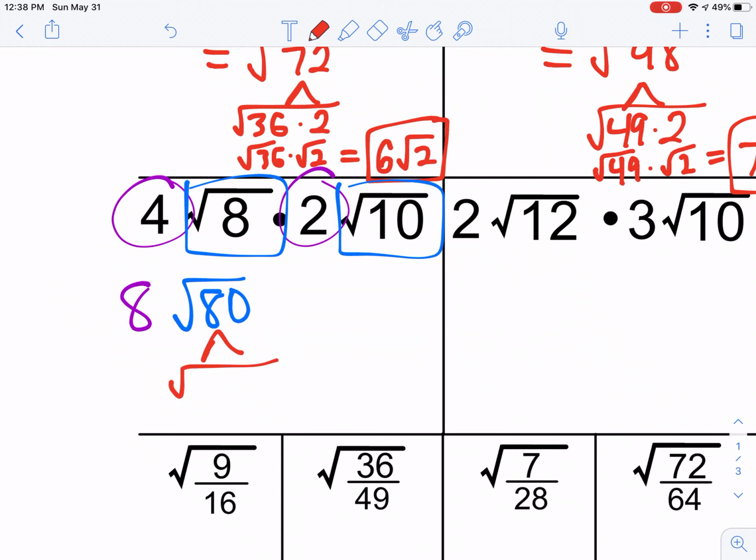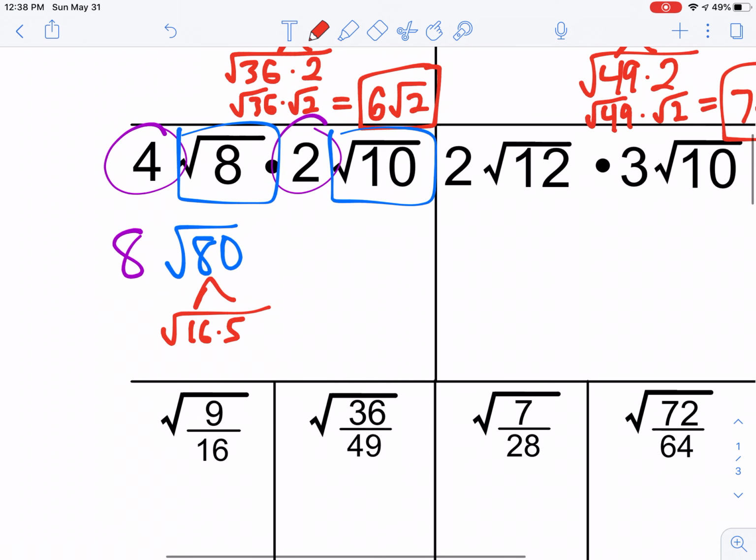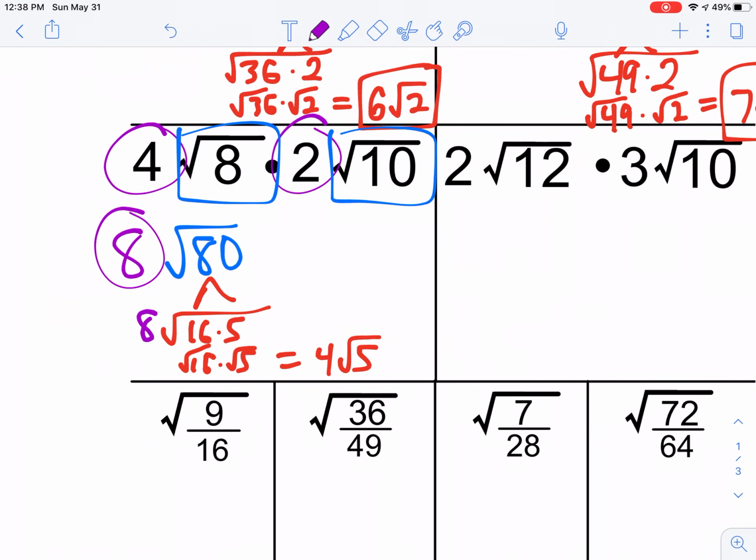Square root of 80 becomes square root of 16 times 5. Square root of 16 times square root of 5. Square root of 16 is 4. Square root of 5 is square root of 5. But here's the key. See this 8 out here? That 8 stays there. You have to bring that 8 down all the way through.